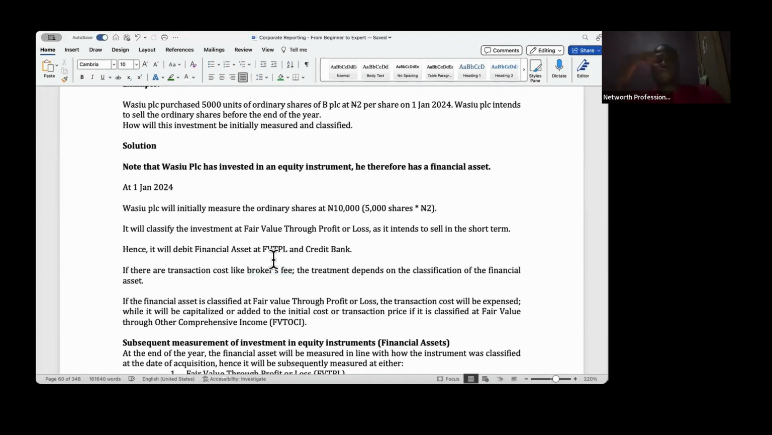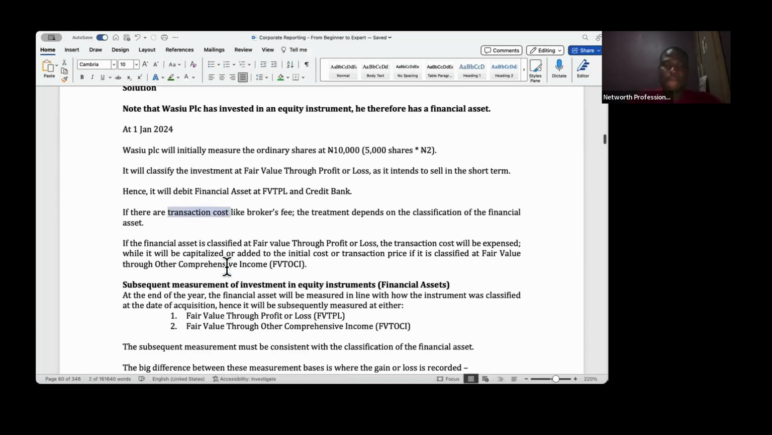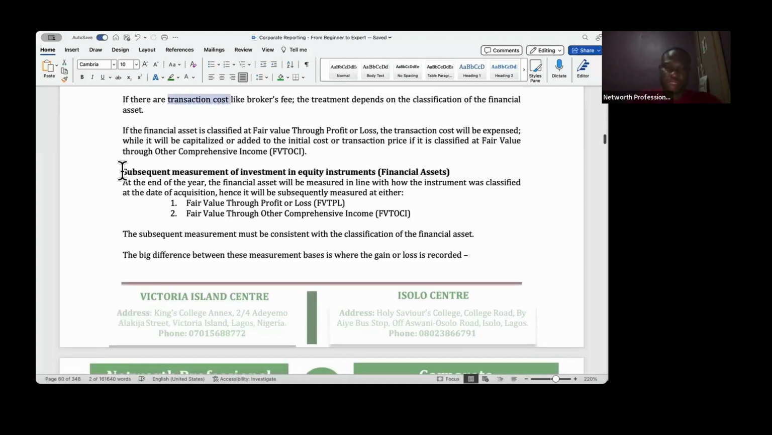So if you are classifying it at fair value through P&L, meaning that you are holding it for trading, then any transaction cost should be expensed. But if you are classifying it at fair value through OCI, then any transaction cost should be capitalized. That's how you treat transaction cost. Then finally for today is subsequent measurement. Subsequent measurement, meaning at the end of the year, how do you measure these investments in equity at the end of the year?